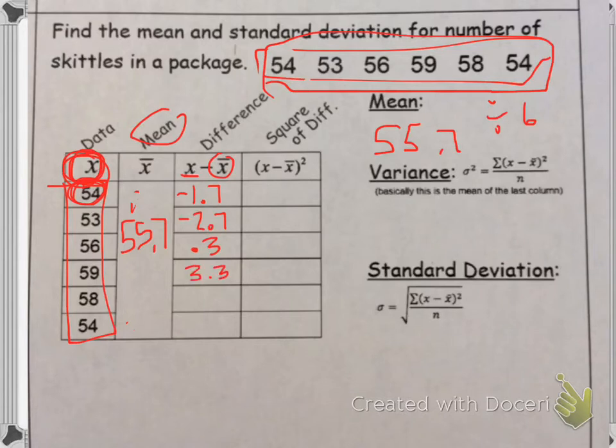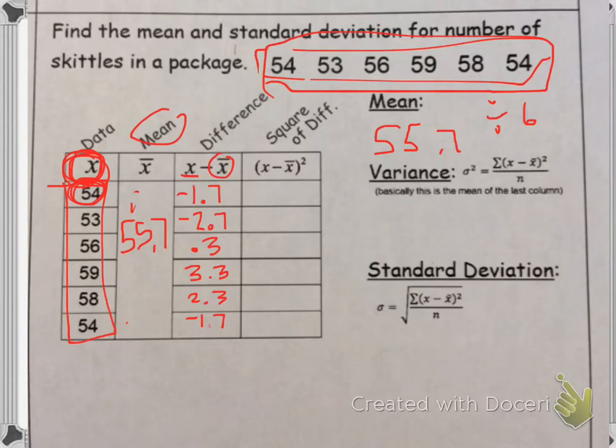Just punch that in your calculator, you'll get 3.3. 58 minus 55.7 was 2.3. And 54 minus 55.7 was a negative 1.7. So there's the next part of my chart filled out for me.